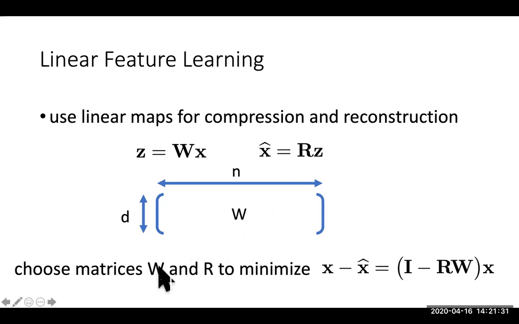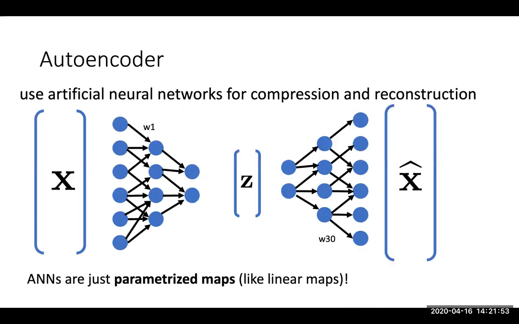And then we obtain optimal feature learning by choosing these matrices to minimize the reconstruction error. And if you write down the reconstruction error, you get a nice expression involving a matrix product of R and W. I will then show you how we can solve this minimization problem using principal component analysis. But first, I want to explain on a higher level different classes of feature learning methods.